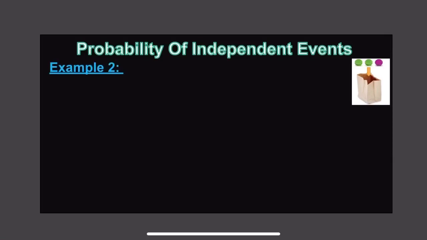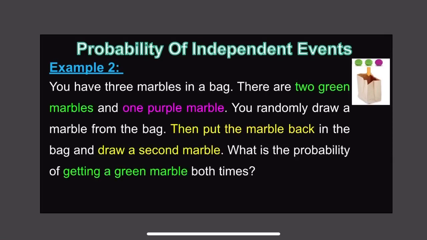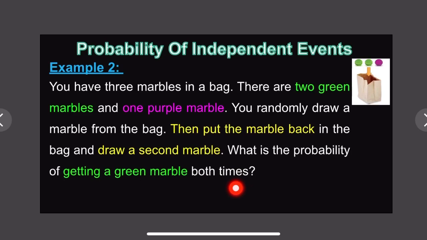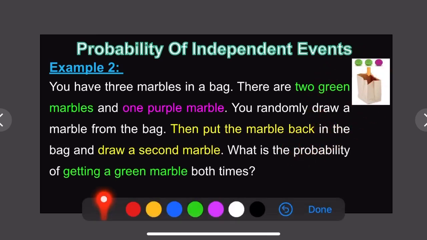Here is one more example. You have 3 marbles in a bag. There are 2 green marbles, 1 purple marble. You randomly draw a marble from the bag, then put the marble back in the bag and draw a second marble. What is the probability of getting a green marble both times? So the important information in this question is highlighted with different colors. As you can see, the marble you take is put back, right? So the total number of marbles in the bag will always be the same, isn't it?